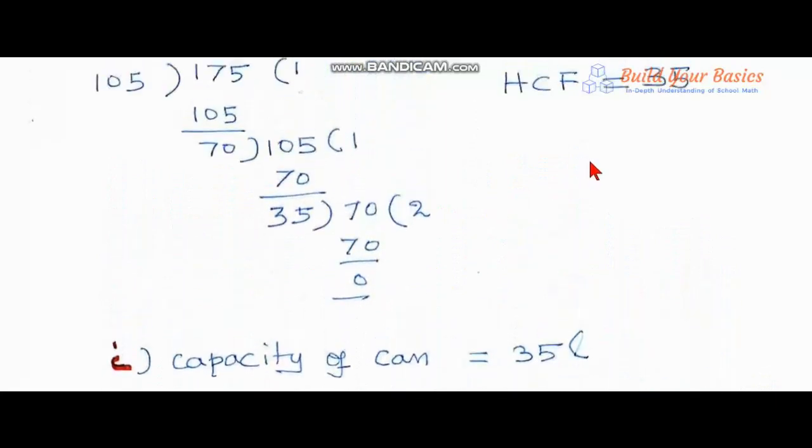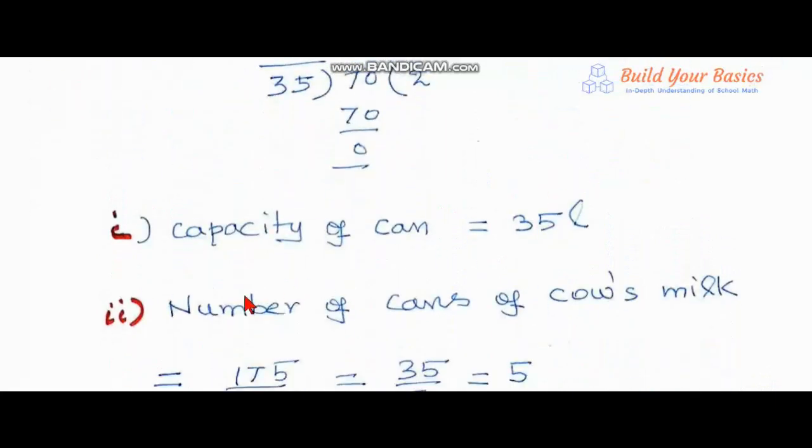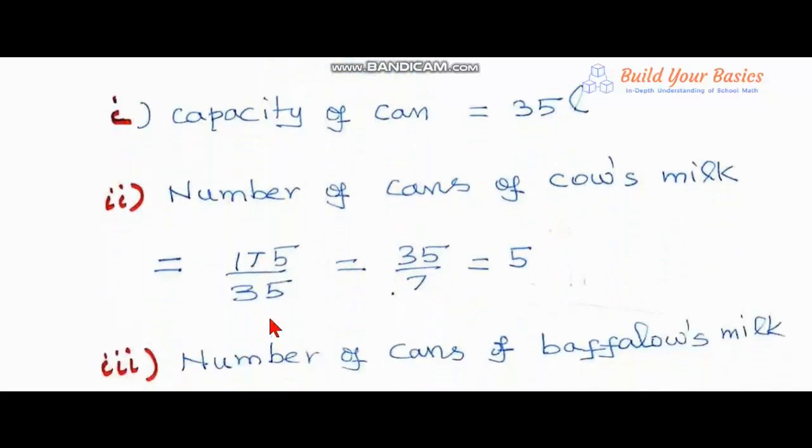That is the HCF. Now number of cans of cow's milk is, total cow's milk is 175 liters. So 175 divided by 35. 35 is the capacity of each can. That is 35 by 7, that is 5. So number of cans of cow's milk is 5.